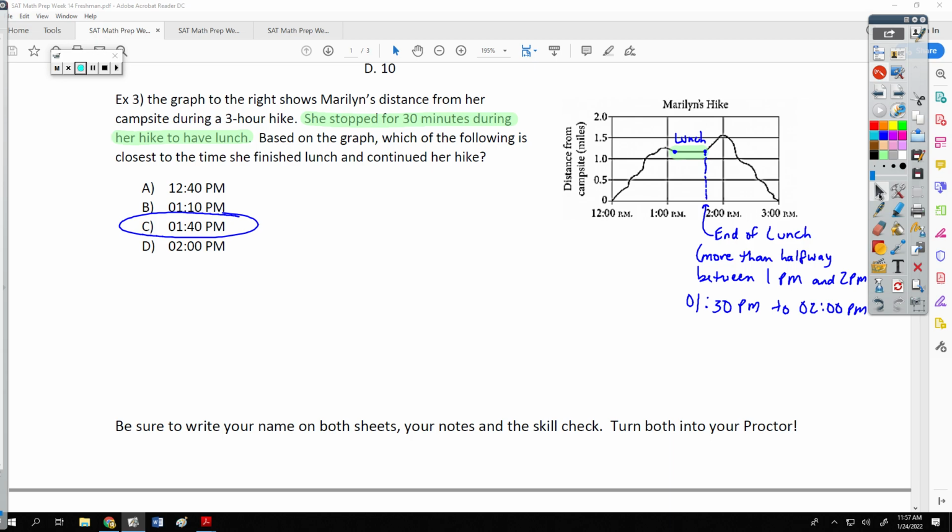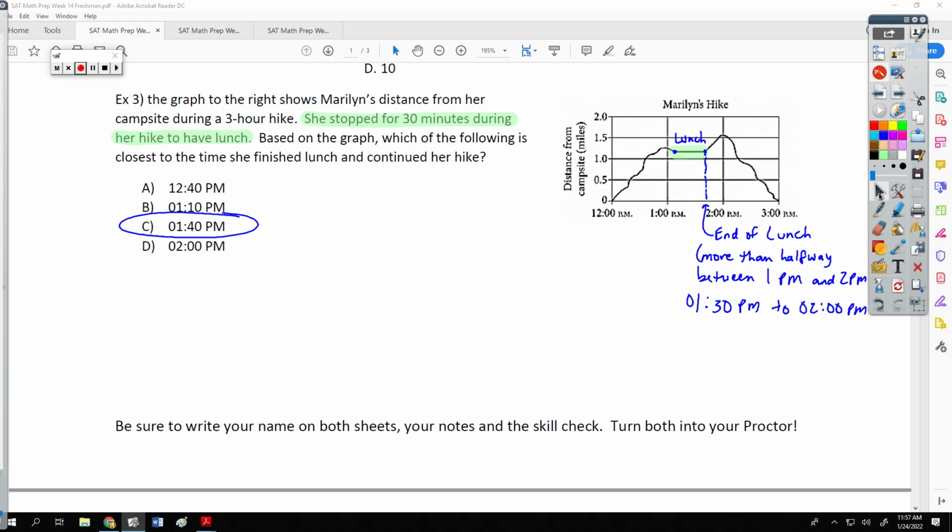Okay, so at this point, we've gone over a couple of examples. And again, the key here is you need to read the description, but don't dwell on the description. You need to dwell on the question. What are you being asked? How do you find that from the graph?